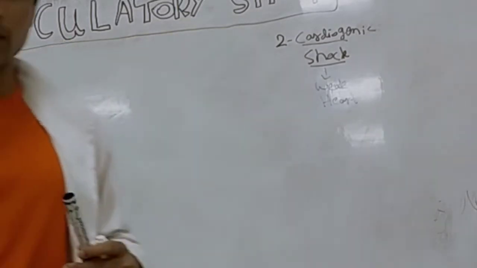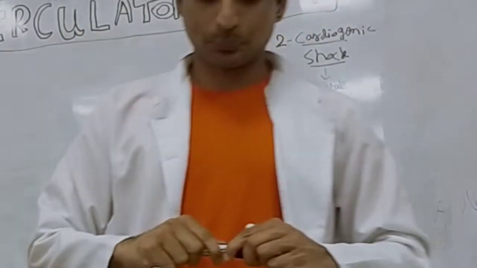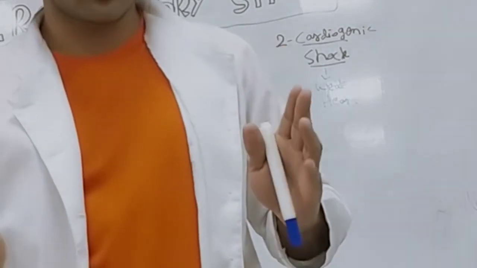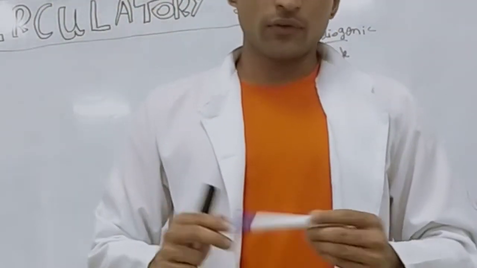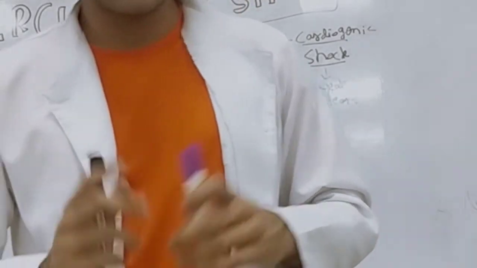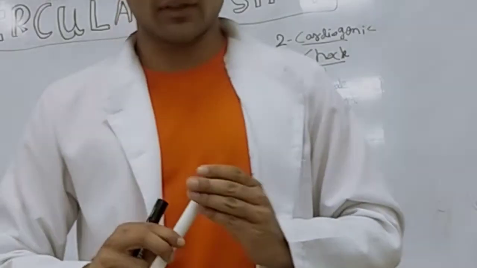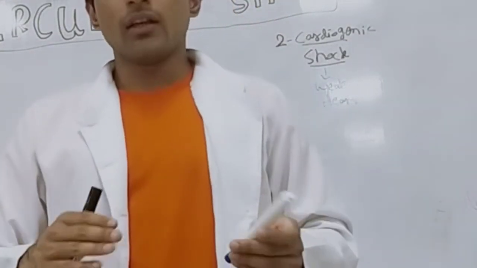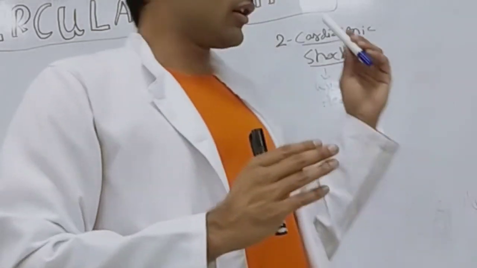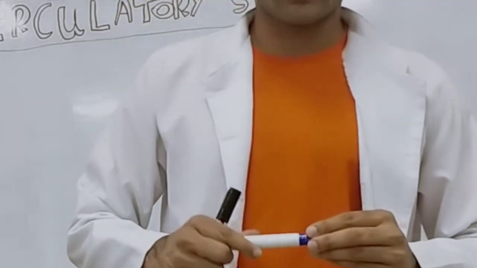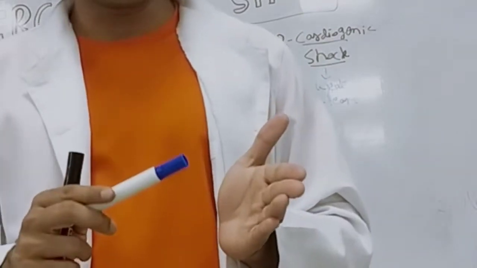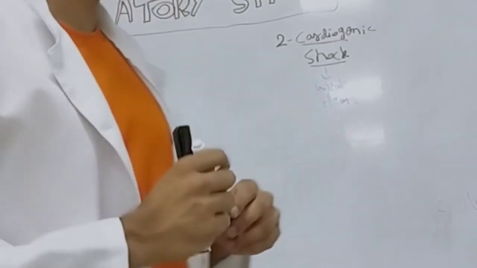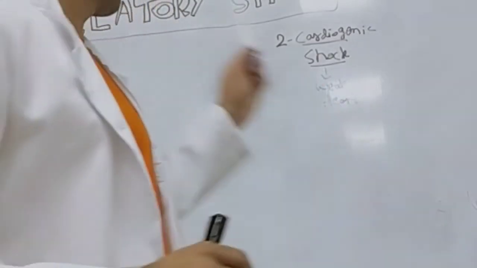So talking about the distributive shock, it can be caused by two reasons. First of all, we have the sepsis, and then we have the anaphylaxis. In the sepsis, what happens? Due to the bacterial action, vasodilation occurs, so that can lead to the circulatory shock. And the other is the anaphylaxis, in which the interaction of the antigen and antibody causes the release of histamine, leading to the vasodilation. So both are contributing factors in causing the circulatory shock.